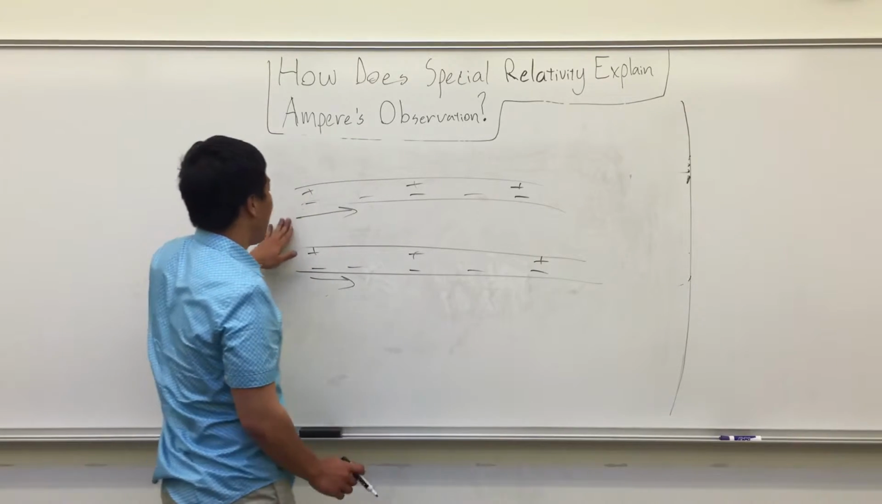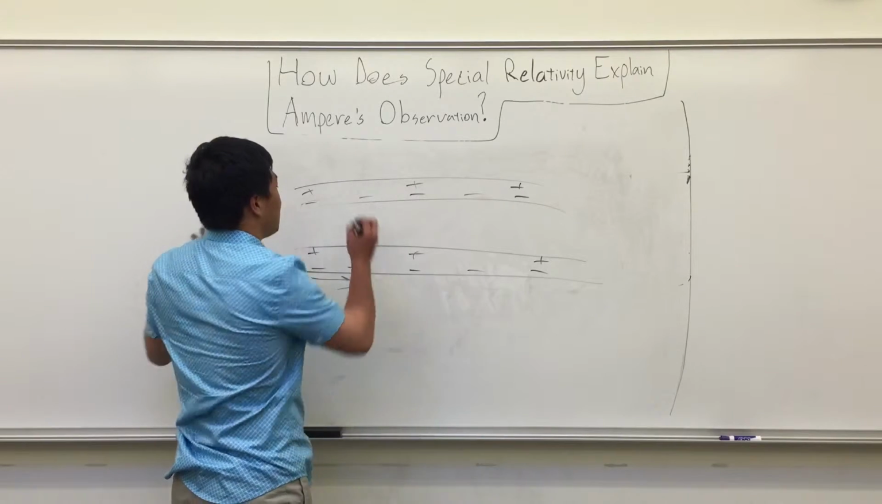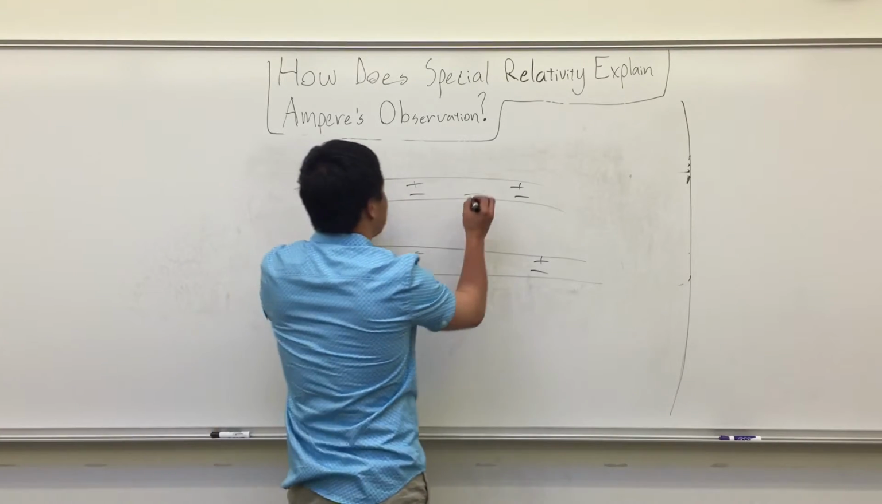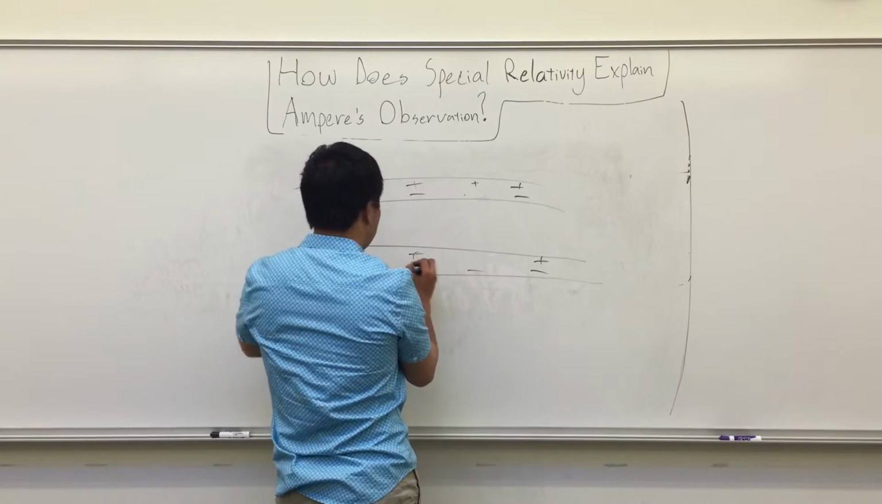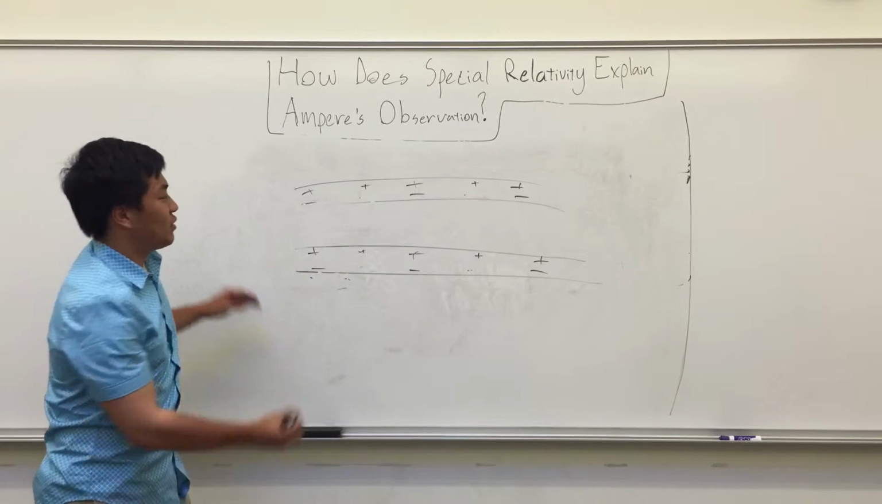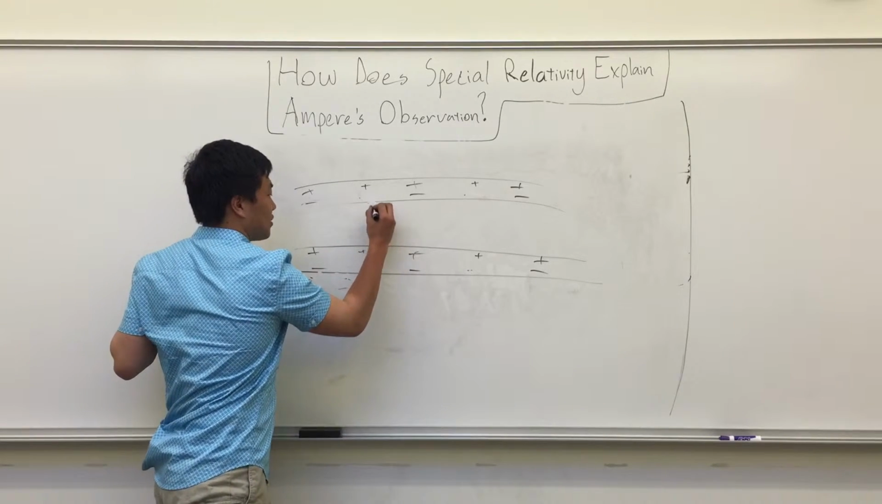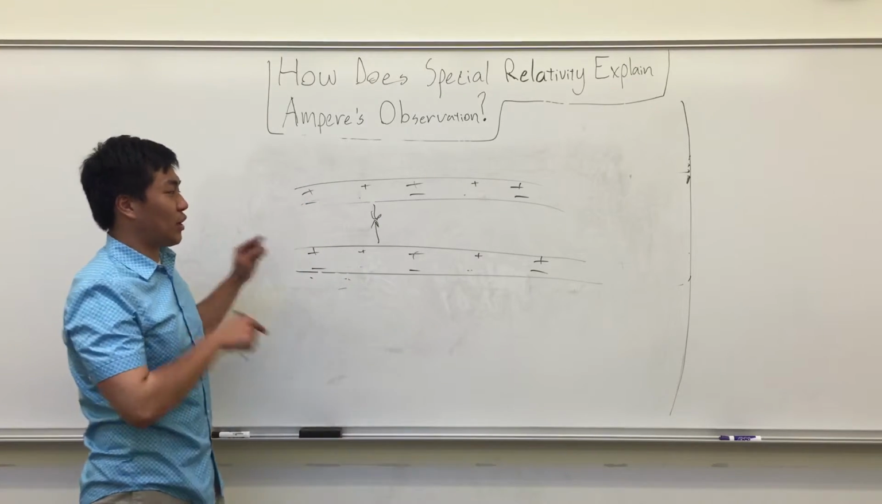And now, when we look at the electron frame, so we assign the motion to these positive charges, the positive nuclei, we see the same thing, which is why Ampere noted his observations that you indeed see an attractive force between currents that are running parallel.